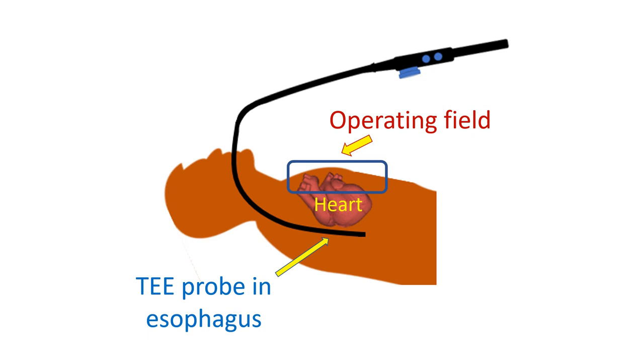Transthoracic echocardiography is difficult during open heart surgery as the chest wall is open. Using a device over the open chest is likely to affect the sterility of the procedure and lead to contamination and infections. But there is no such problem with TEE as it does not interfere with the operating field. The imaging is done from the esophagus behind the heart.